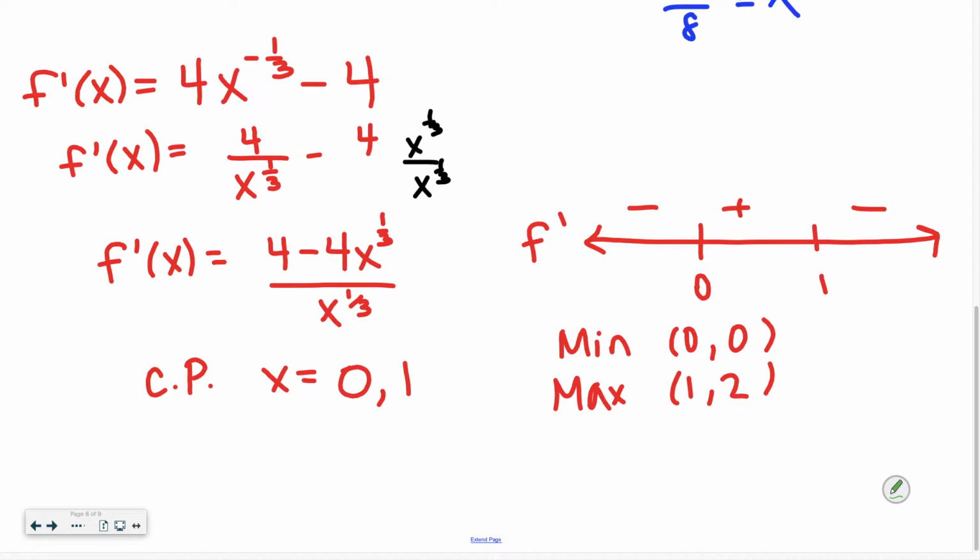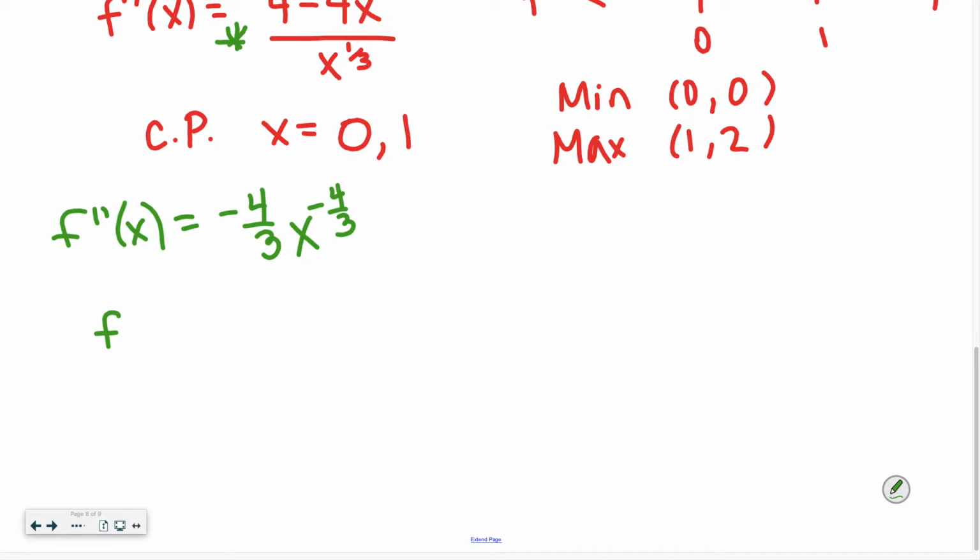Now we need the second derivative. Let's be efficient with our work. I know that this is what we got for our simplified first derivative, but I don't really want to take a quotient rule if I don't have to. Come up here where we took the derivative in the very beginning before we simplified it. That was just a power rule. If I take the derivative from up here, then I would really just need a power rule. So our second derivative using our power rule would be negative 4/3 x to the negative 4/3, and that's it.